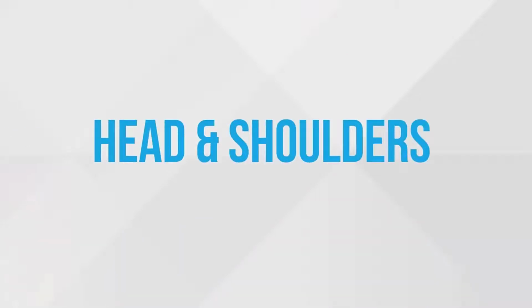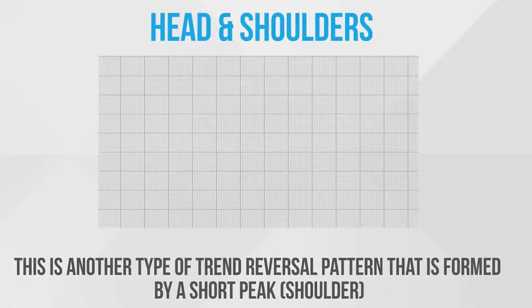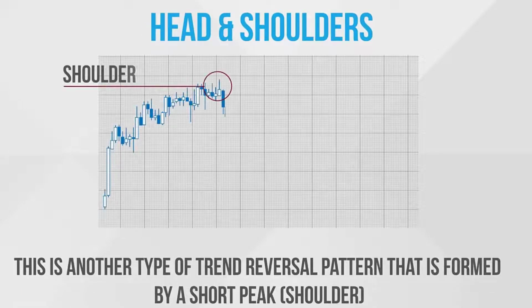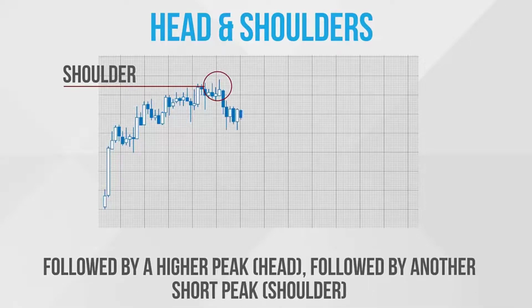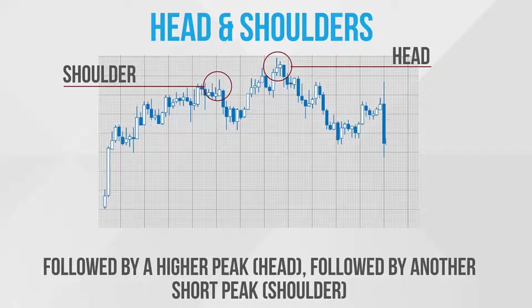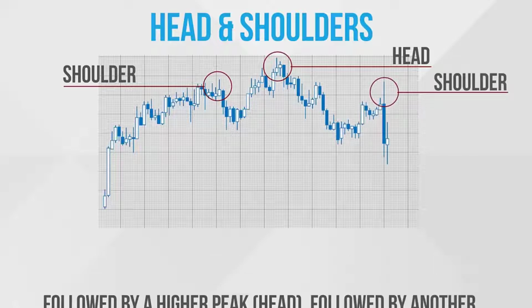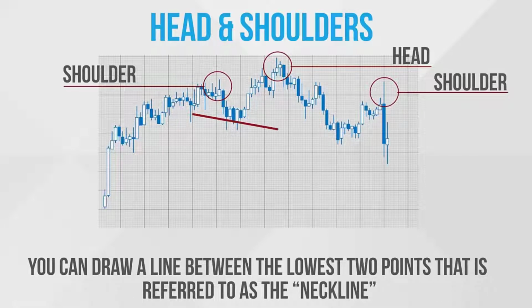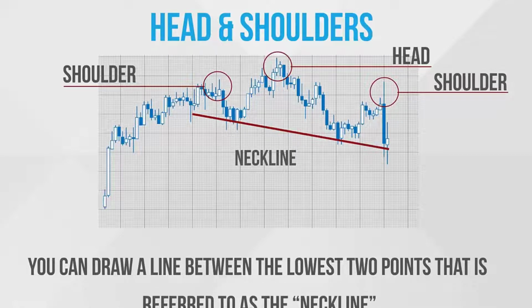Head and shoulders. This is another type of trend reversal pattern that is formed by a short peak, shoulder, followed by a higher peak, head, followed by another short peak, shoulder. You can draw a line between the lowest 2 points that is referred to as the neckline.